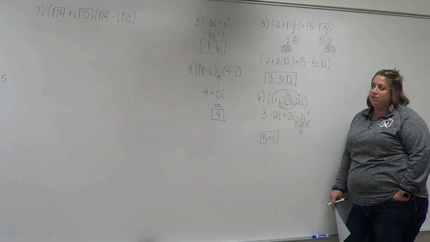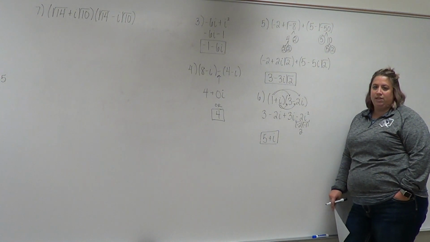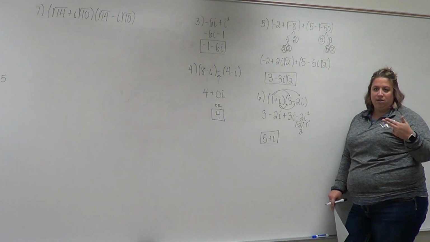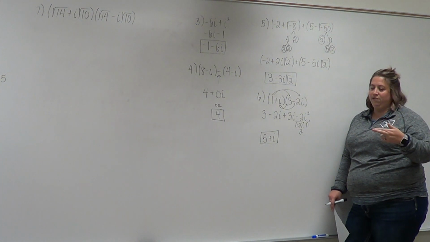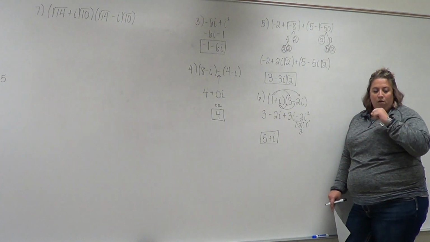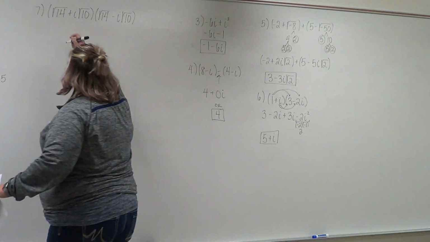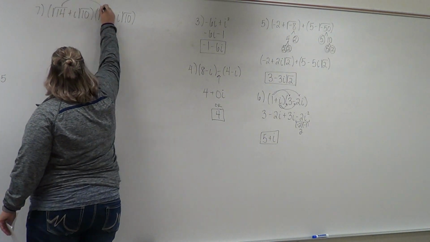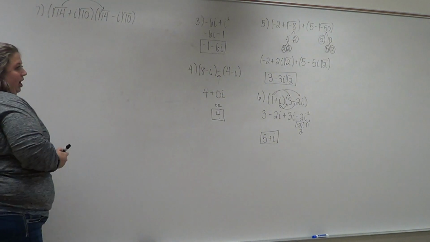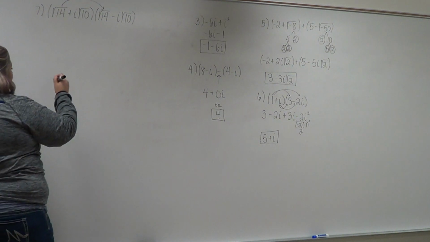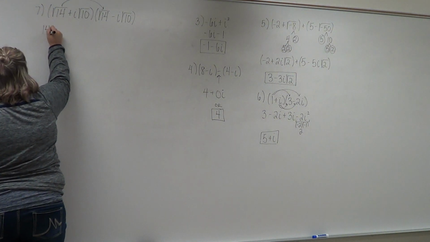Okay, well, square root of 14 or square root of 10, either one of those break down? No. Okay, 14 is 2 and 7, nothing perfect. 10 is 2 and 5, nothing perfect. Okay, so when I multiply them, and I FOIL this out, when you multiply two square roots that are exactly the same, it's the number inside. So square root of 14 times square root of 14 is 14.